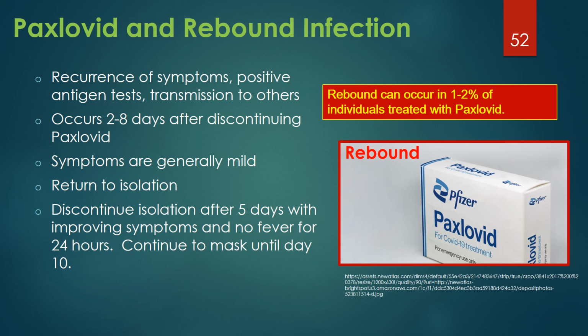should return to isolation. Individuals with rebound can end their second isolation period after 5 days if their symptoms are improving and they haven't had a fever in 24 hours. They should continue to wear a mask around others for 5 additional days to complete the CDC recommended 10 days of isolation and masking.